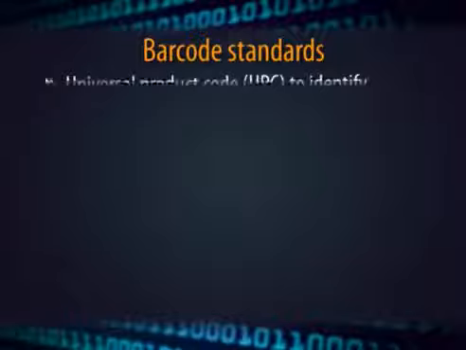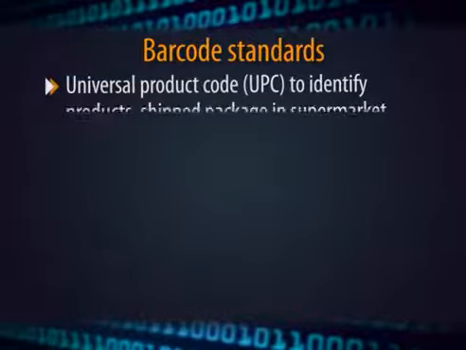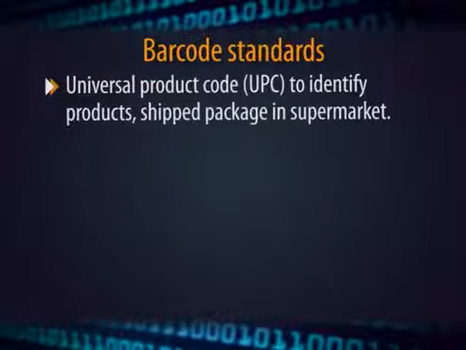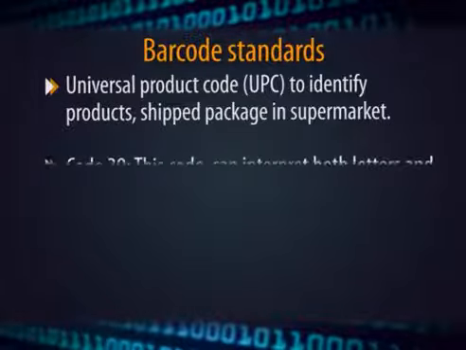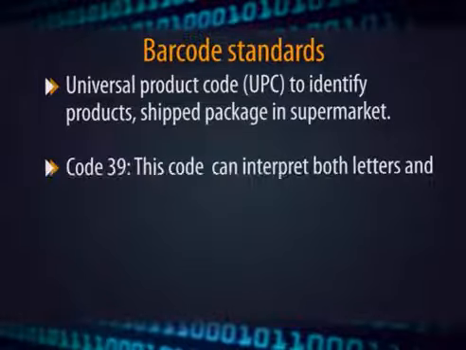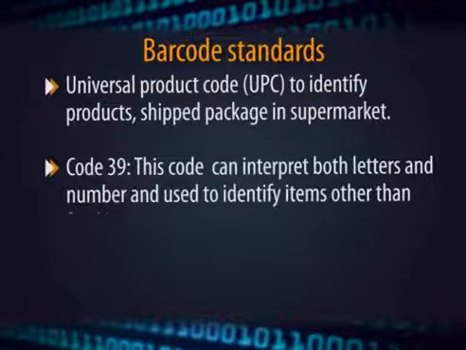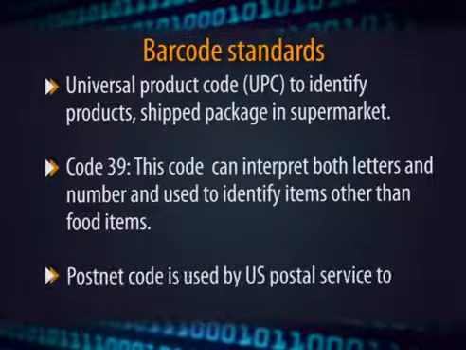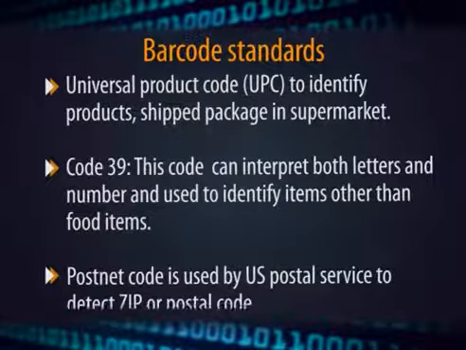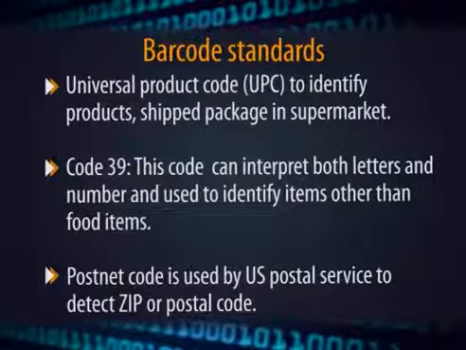There are three standards which exist in the barcode. One is the universal product code to identify products shipped in packages in the supermarket. Second is code 39. This code can interpret both letters and numbers, and it is used to identify items other than food items. The third type of barcode is a postnet code and is used by the US Postal Service to detect zip or postal code. So, this is all about the barcode readers.